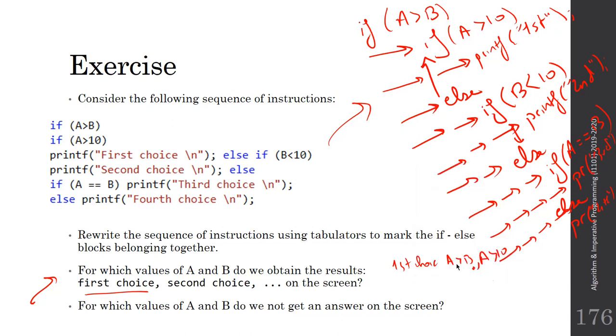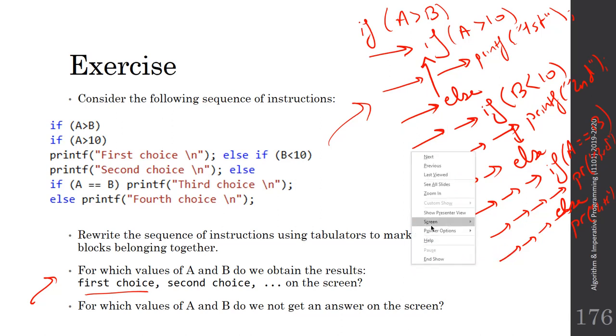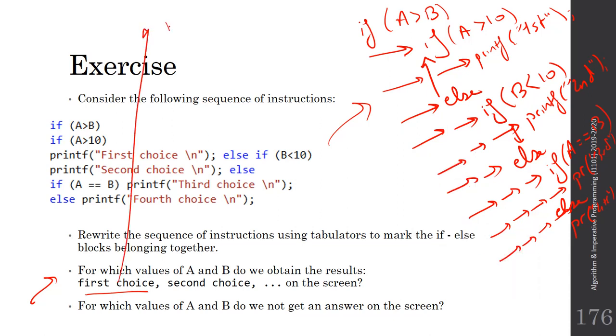Where is the eraser? So in order to have first choice, I'll write it here. A should be greater than B. So if A greater than B, I will do the positive part. And if I want the printf first to be executed, it means A should be greater than 10. For example, you can take 12 for A and B equal to 6. So anything that verifies these two conditions will be true.